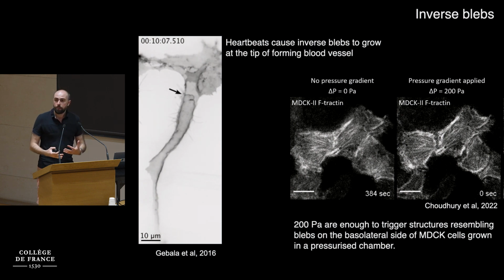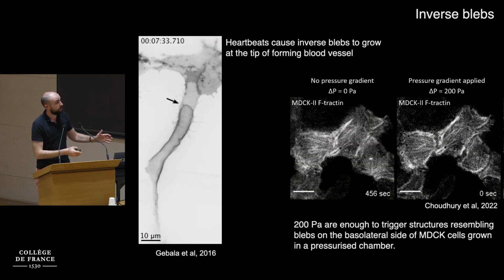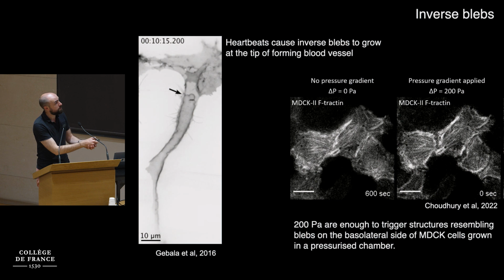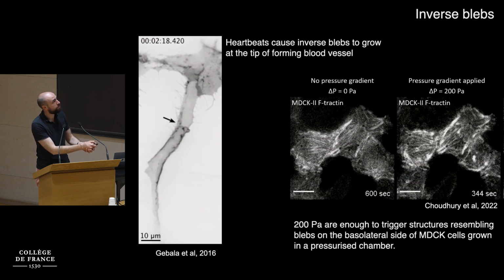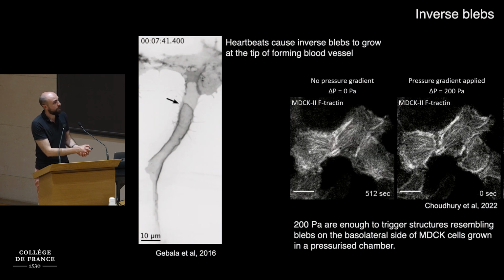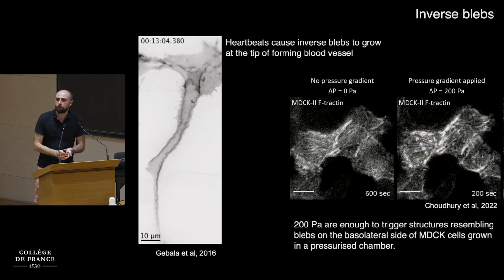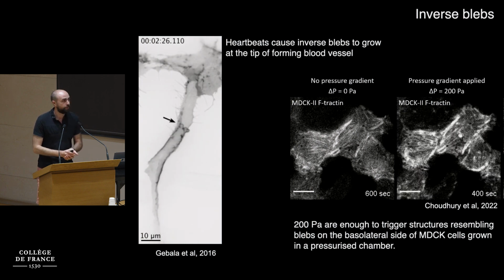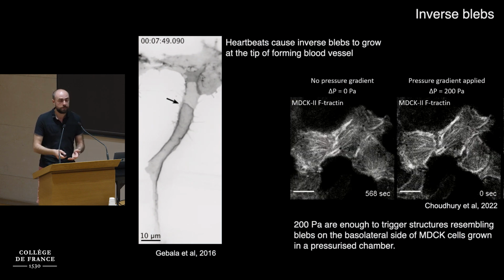If you stop the heart pumping, then this blebbing activity is stopping. There are other cases where we think that inverse blebs are observed, but they were not described as such. Here is a system where they have taken kidney cells in a pressure device, and they could artificially raise the pressure from 0 to 200 Pascal. And 200 Pascal, to give you an idea, is about 1/10 of the pressure of the lumen of the mouse embryo. So it's a relatively low pressure compared to the pressure that we have in our system.